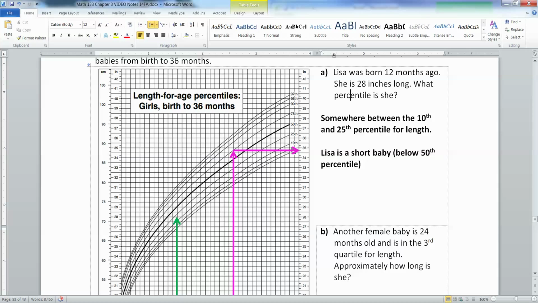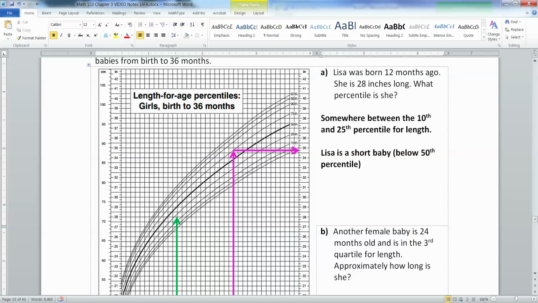And of course, they have different graphs. This one is for girls only because you don't want to compare girl babies and boy babies. They grow at different rates. And this is only from birth to 36 months. Once you hit 36 months, you go into a different growth chart. And that'll last for a couple years, and then a different growth chart after that. That's because obviously infants are different than toddlers. Toddlers are different than adolescents and so on. So they have different growth charts for each of the children.